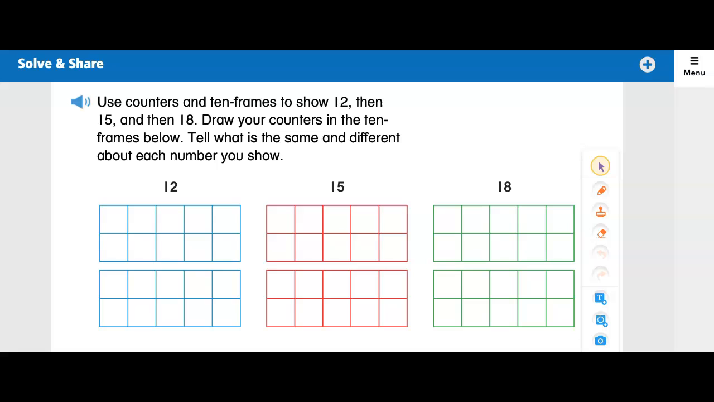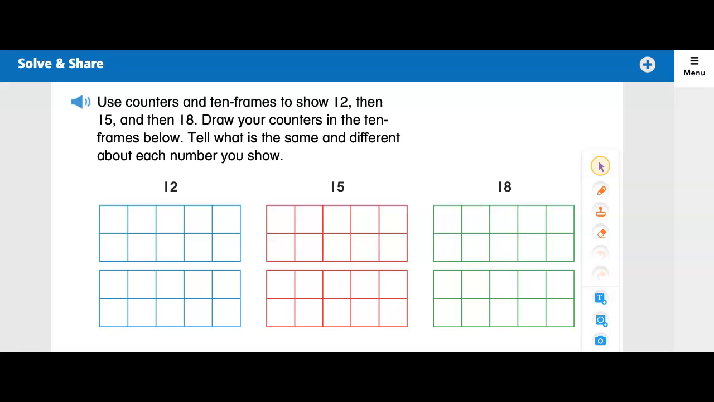Our solve and share begins on page 325 in our Envisions Volume 2 workbook. We are now going to be using the second math workbook, so make sure at the bottom of the front of your workbook it says Volume 2.